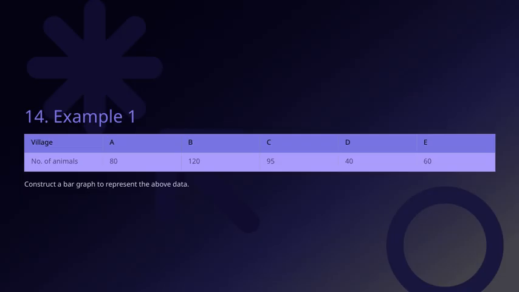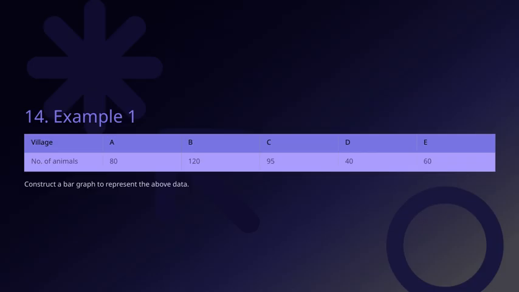When creating the bar graph, you'd want each village on the horizontal axis and the number of animals on the vertical axis. The height of each bar corresponds to the number of animals in each village. Notice how Village B stands out with the highest number of animals at 120, while Village D has the lowest at just 40. This visual comparison can help us quickly identify which villages have larger or smaller animal populations, which is useful for resource planning or understanding regional differences.